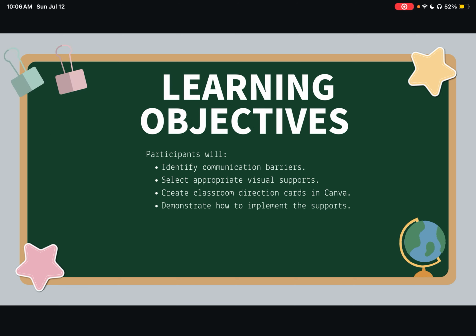These are the learning objectives that guide the entire workshop. By the end of the lesson, participants should be able to identify communication barriers, select appropriate visual supports, create classroom direction cards using Canva, and explain how they would use those supports during classroom instruction. I intentionally designed the objectives so they build on one another. That way, participants first understand the problem, then learn about possible solutions, create a resource, and finally explain how they would apply it in their classrooms.